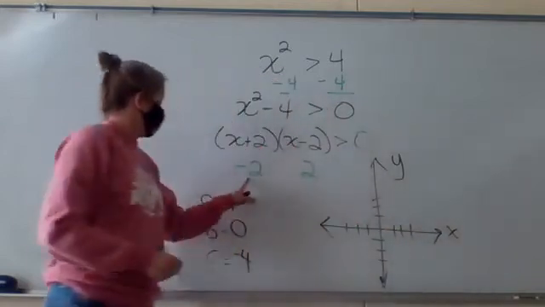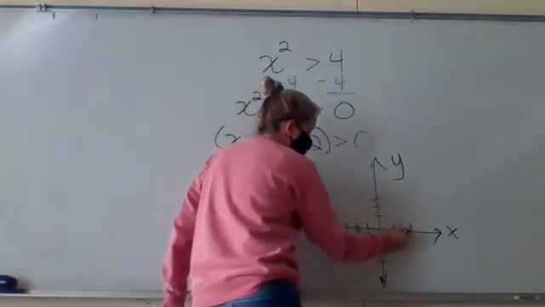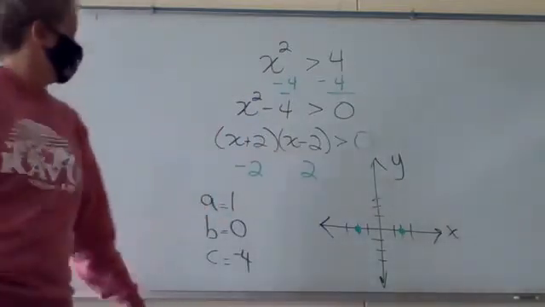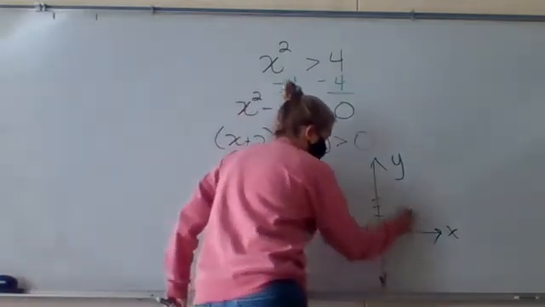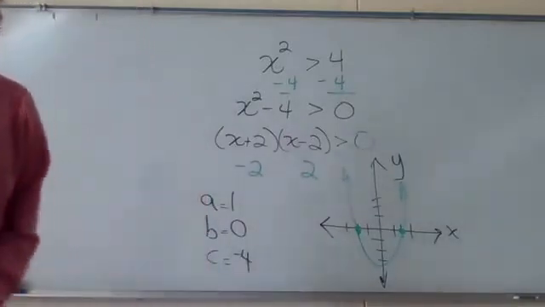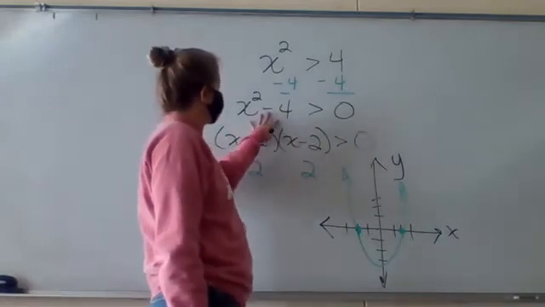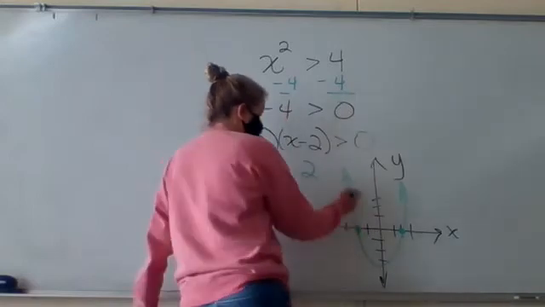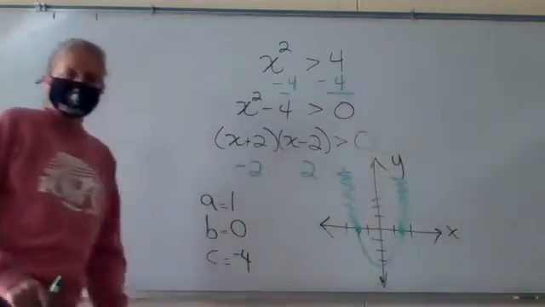So what do I know? It's going to cross through the x-axis at negative 2 and 2. So negative 2, positive 2. And then I just need to know if it's upside down or regular. Let's see. It's regular x squared, which means it's a regular straight up parabola. And what does it want to know? What's it asking me? Where is this parabola or this graph above, greater than 0? So again, above 0 in those two spots.